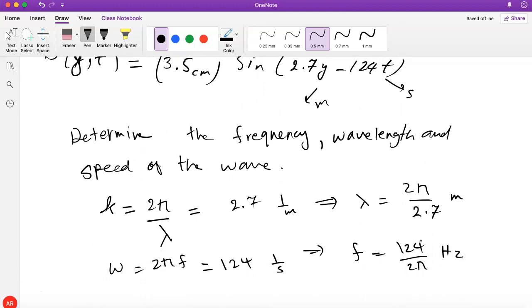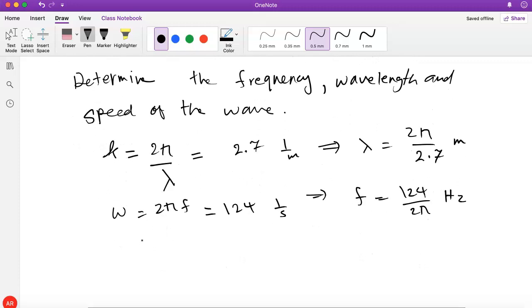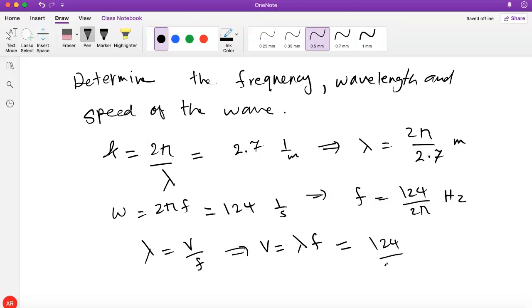So the other thing that we're supposed to find is the speed of the wave. We know that lambda is the speed times the period, which is also the same as 1/f. So therefore the speed, if you multiply both sides, becomes the product of lambda and f. The 2 pi's cancel out, so that's going to be 124 divided by 2.7. That's meters per second.